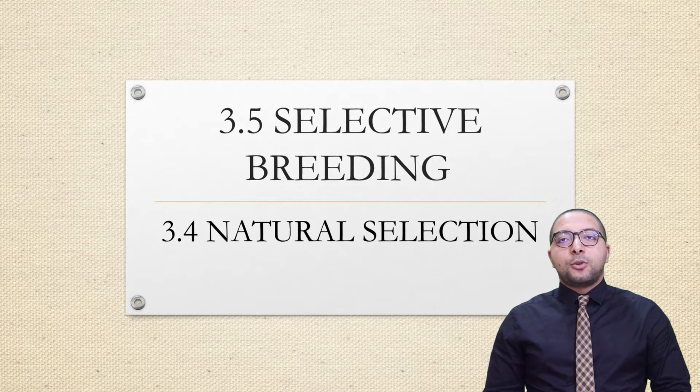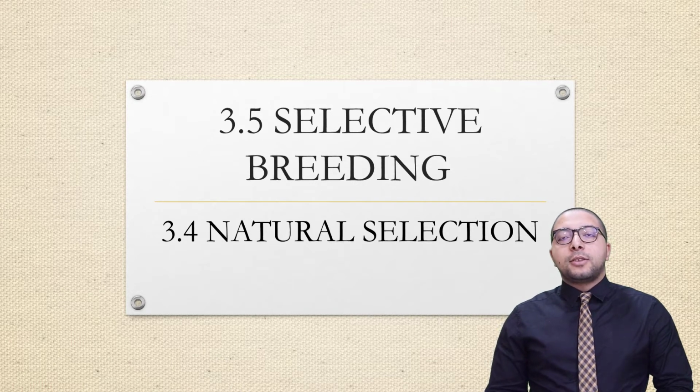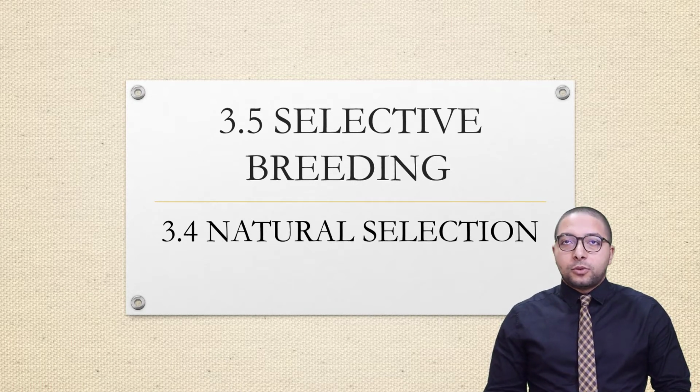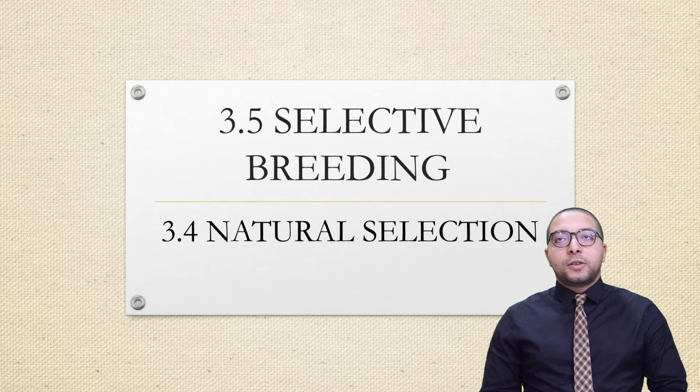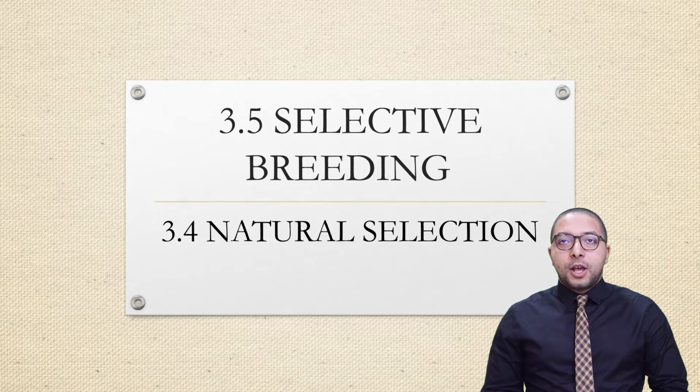Shaban and today we're going to complete our unit of inheritance and variation. In today's lesson we're going to discuss two important topics. The first one is called selective breeding, the second one is called natural selection. So without wasting any time, let's start the lesson.